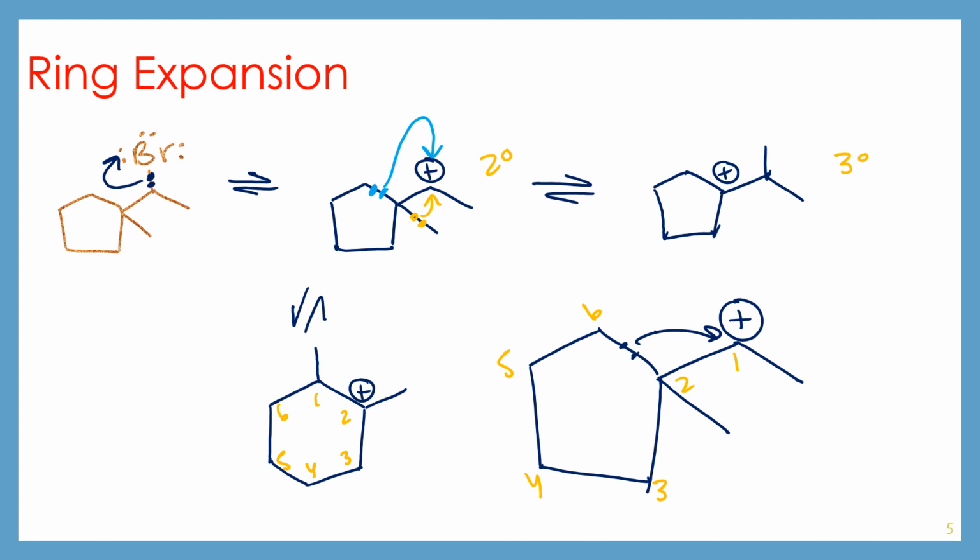Now take a look at this carbocation. It is still tertiary, but something else really good happened. We took our 5-membered ring, which is pretty stable, and we turned it into a much more stable 6-membered ring. So this carbocation rearrangement is the one that is much more likely to occur because it is tertiary and a 6-membered ring versus a tertiary 5-membered ring.